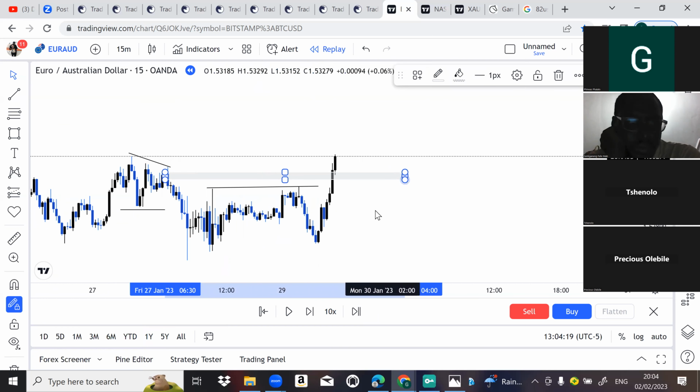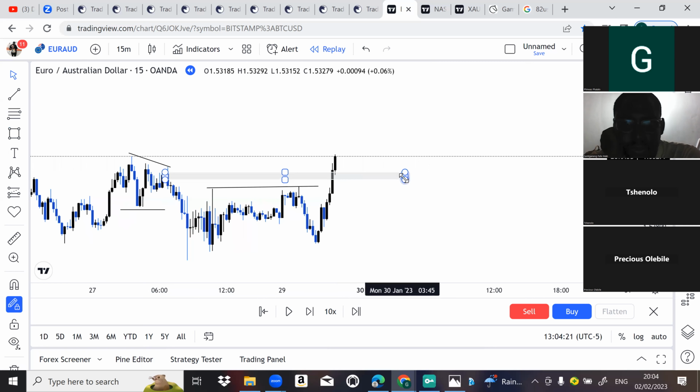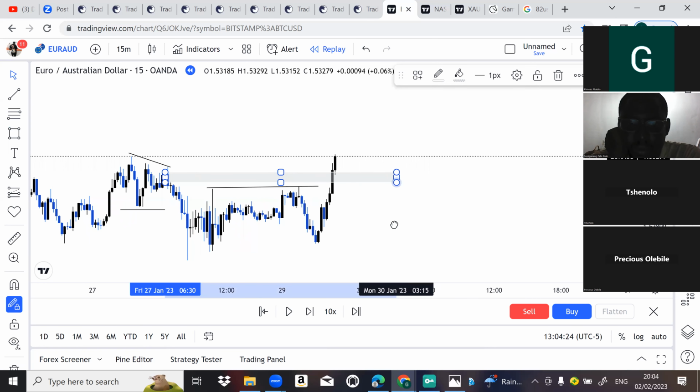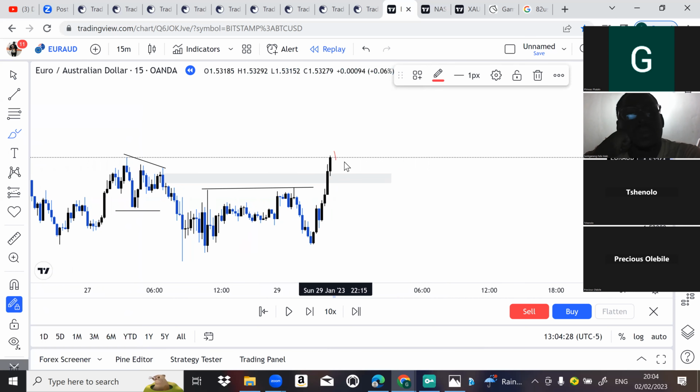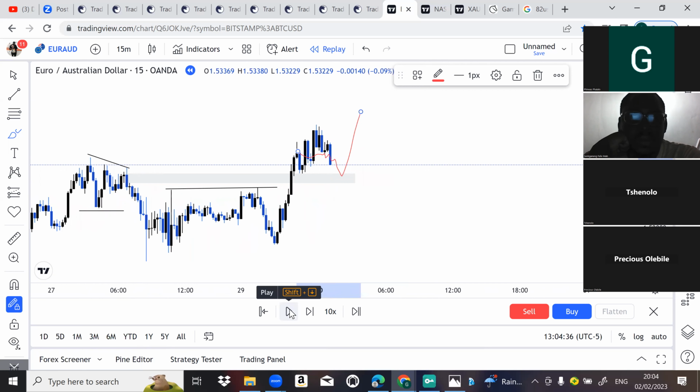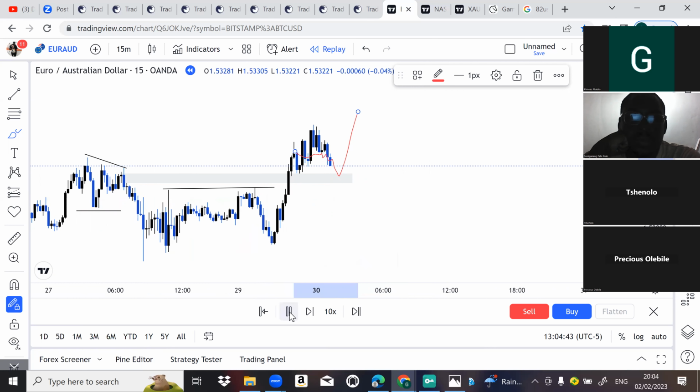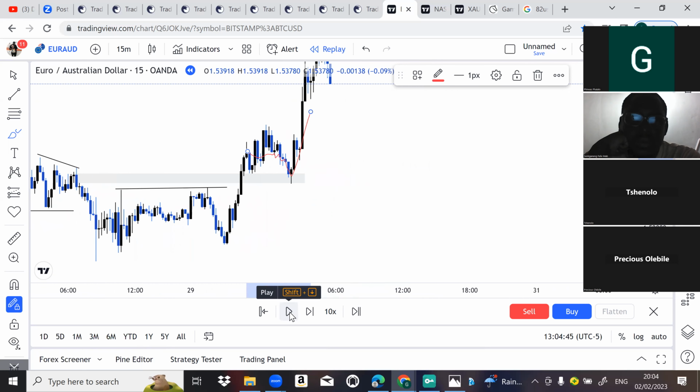So we change this order block into a breaker block. So we wait for the price to retrace back to this level. Then we buy. Let's see. You can see, price breaker. It has to enter into this breaker and then we buy. You see? Simple as that.